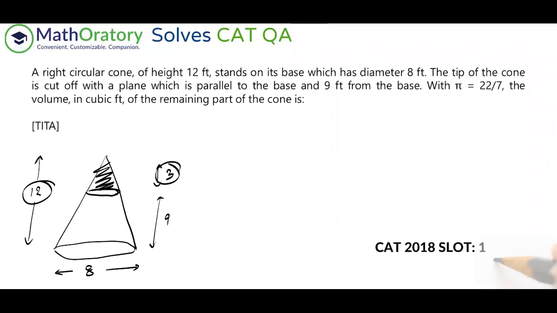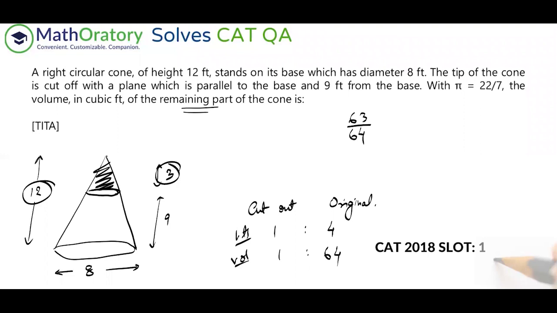So let's say the cutout cone and the original cone have their heights in the ratio 1:4. And if that is the case, then the volumes, similarity tells us, will be in the ratio 1:64. Now we are looking for the volume of the remaining part. So this frustum is what we are looking for. So the volume that is left will be 63 by 64 of the original cone, right?